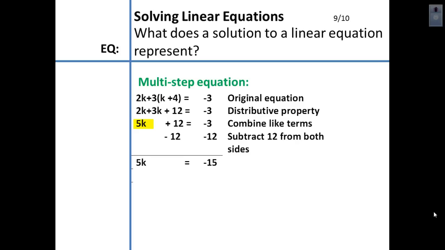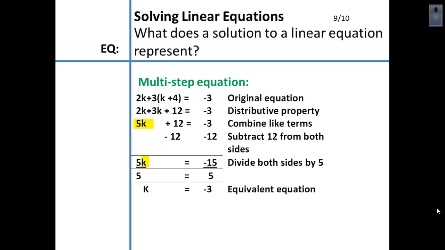Well, we know that the positive 12 and the negative 12 will cancel out because they equal 0. So we bring down the 5k. Negative 3 minus 12 is negative 15. Next, we are going to highlight our variable because that's the only thing that we want to have on the left side. We need to find the reverse operation of multiplying by 5, and that is dividing both sides by 5. The 5 over 5 simplifies to 1, so we have 1k. On the right side, we have negative 15 divided by 5, which is negative 3.